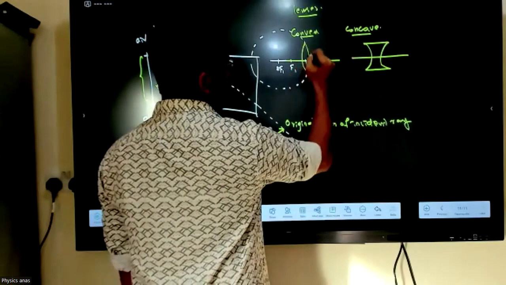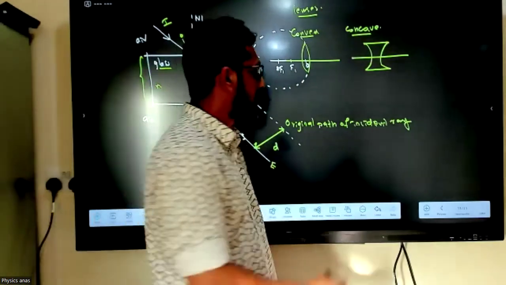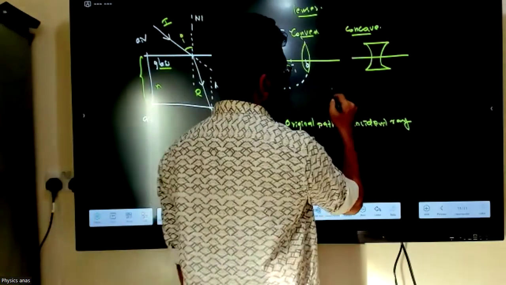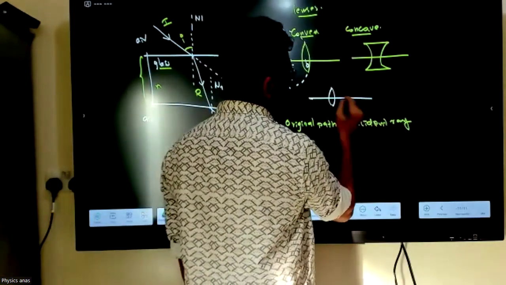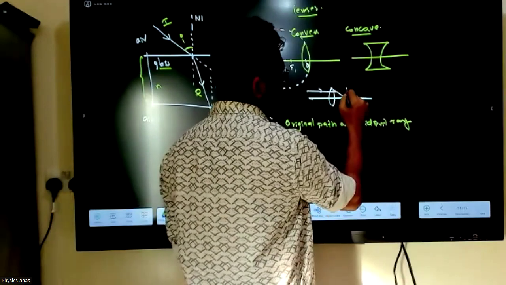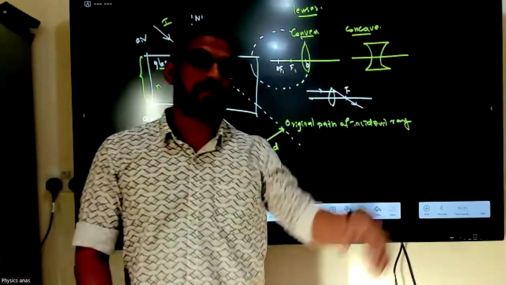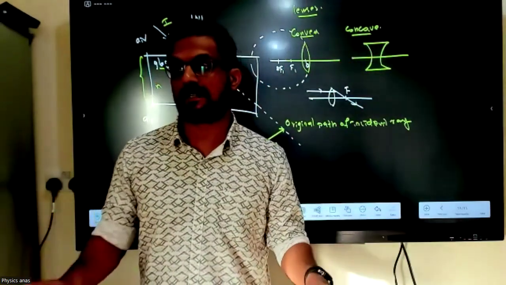And you have this F. What is this F? Focal length. What is the principal focus of a convex lens? The light rays coming parallel to the principal axis, after refraction, will pass through a point on the principal axis. That is called the principal focus.